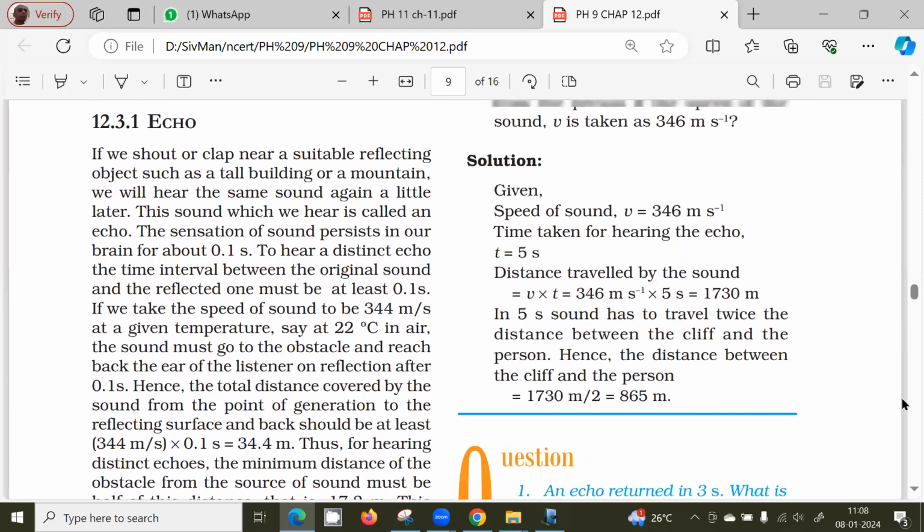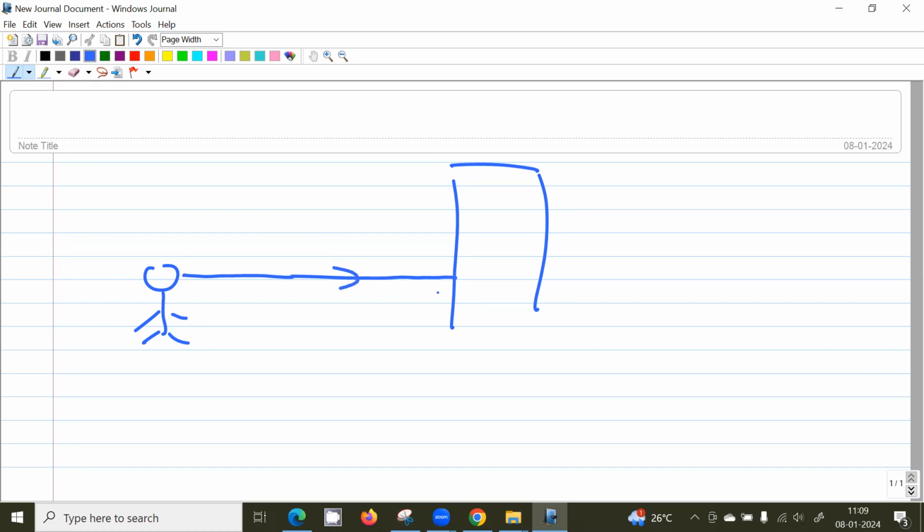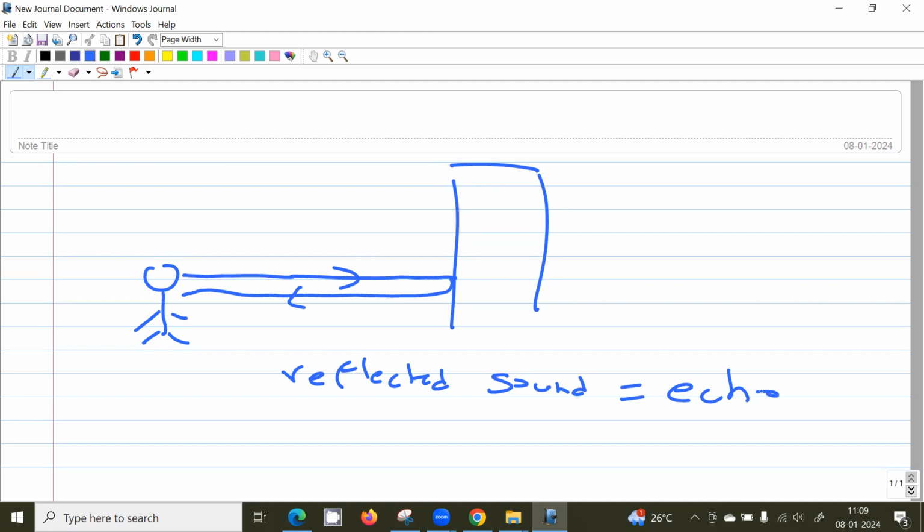For example, if there's a tall building somewhere far away or a mountain, and there is a person here, and he's clapping his hands, the sound will travel from here to here, and then after that, it'll get reflected, and then reach this person. So this reflected sound is echo.